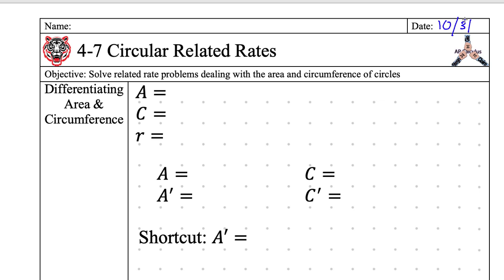We are talking about circular related rates. This is our first lesson on related rates. What is our objective today? Solve related rate problems dealing with the area and circumference of circles. Let's make sure that we know what the area and circumference are.